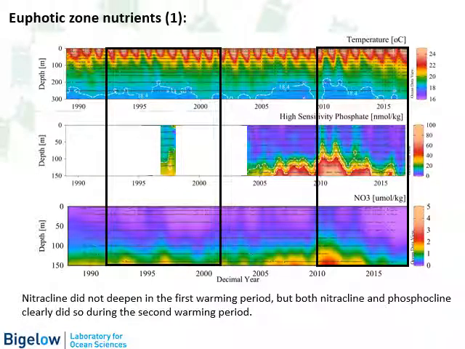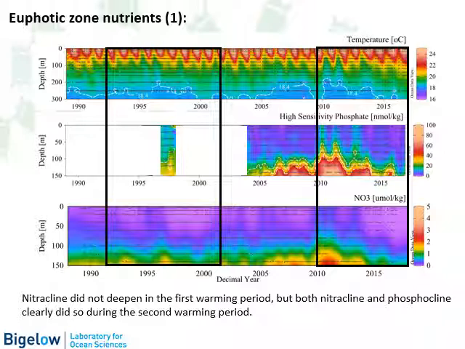Here we have in the top panel our temperature plot. In the middle we have our high sensitivity phosphate, and in the bottom we have our traditional autoanalyzer nitrate. You can see that in the 2010s we don't have that deep mixing in the winter, and therefore the traditional cold period between warm summers tends to go away. It's clearly consistent in the 1990s.